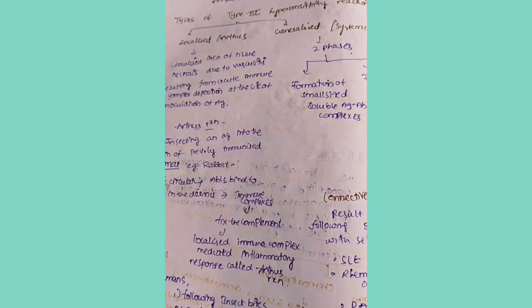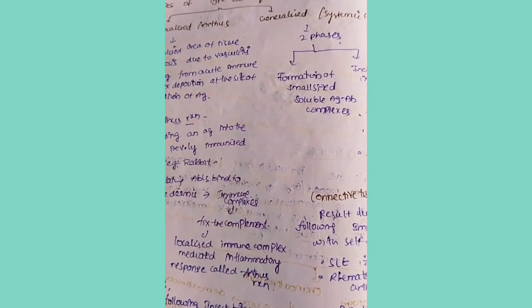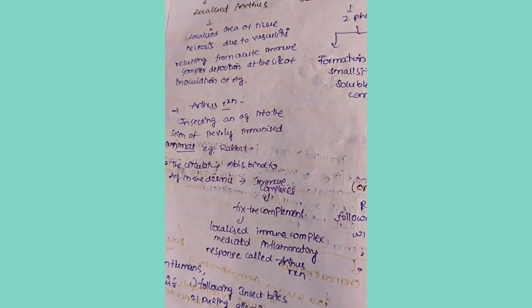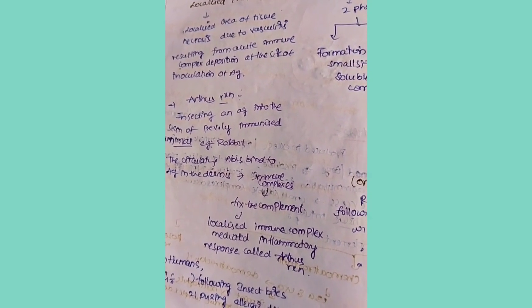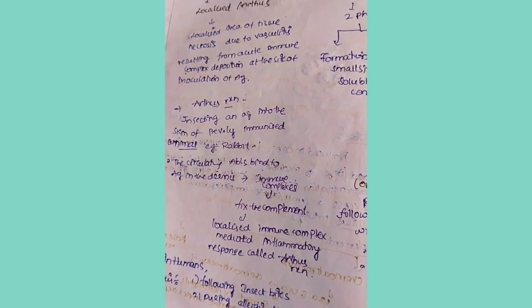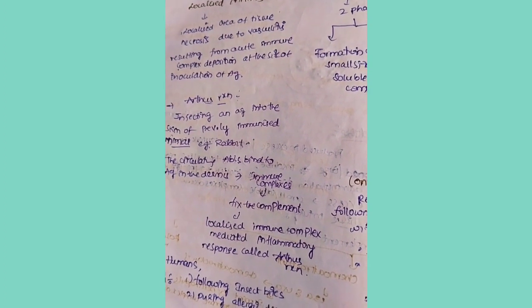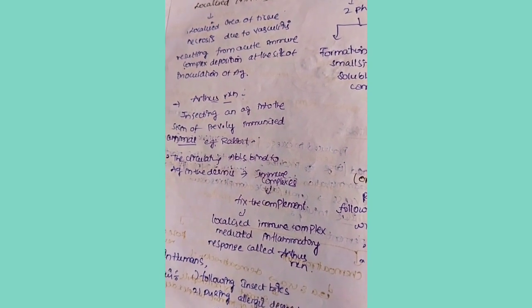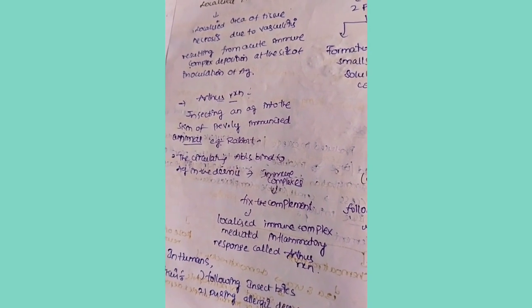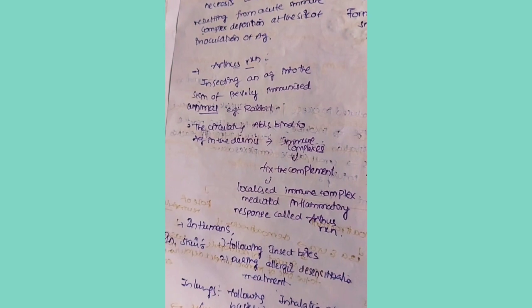Normally we see the localized or Arthus reaction, so we call type 3 hypersensitivity reactions Arthus reactions. A localized area of tissue necrosis occurs due to vasculitis resulting from acute immune complex deposition at the site of inoculation of antigen. If you inject the antigen into an already sensitized animal like a rabbit, antibodies will bind to the antigen in the dermis and fix the complement, and a localized immune complex mediated inflammatory response occurs, known as the Arthus reaction.